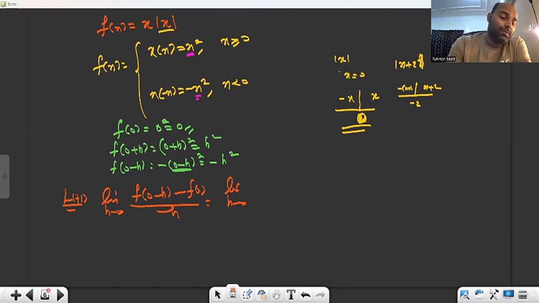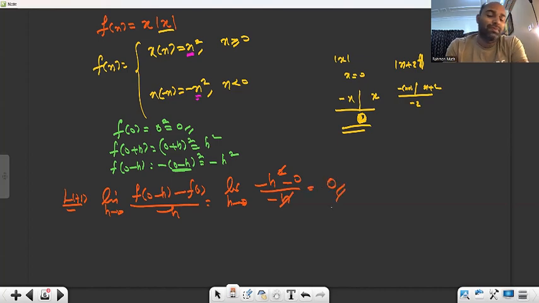Okay, let us see. Minus h square minus 0 by minus h. This cancels, the minus also cancels. So only 0 will be the answer. For LHD we got 0. What about the RHD? RHD also we are getting 0.